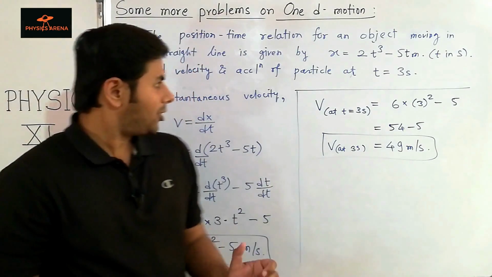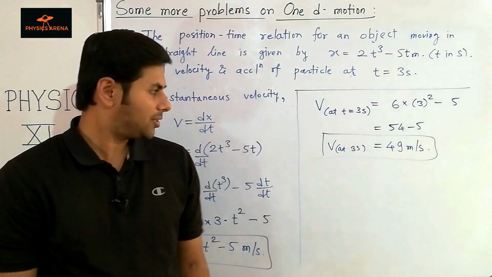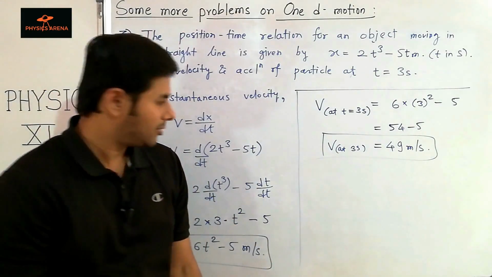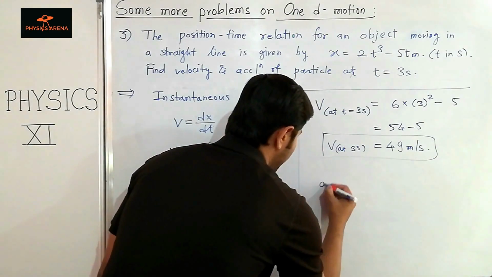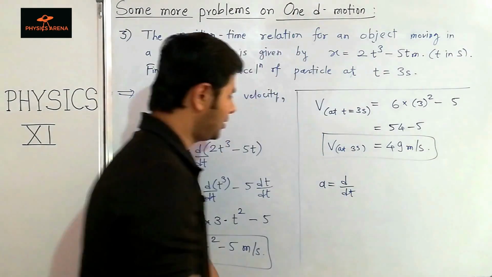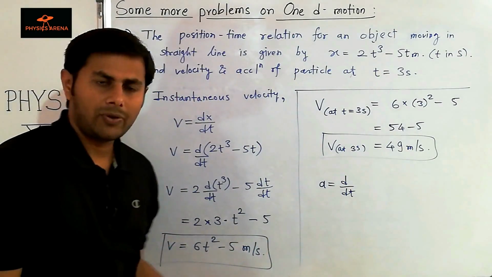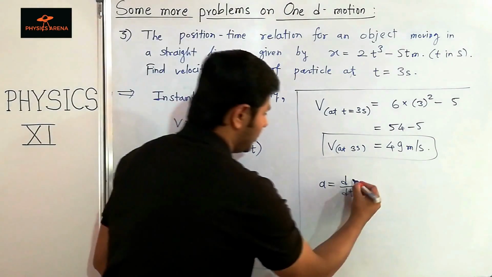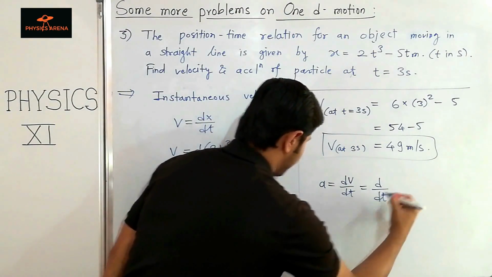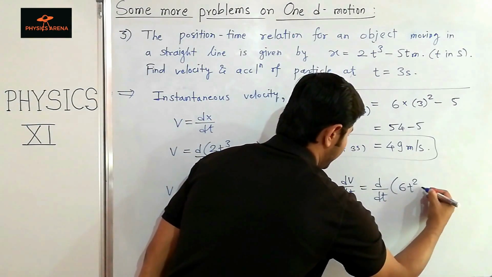Okay, now what about acceleration? So we know acceleration is just the derivative of velocity with respect to time. So acceleration is equal to dv by dt. We will use this formula for velocity here. It is dv by dt, so it is d by dt of this thing, 6t square minus 5.